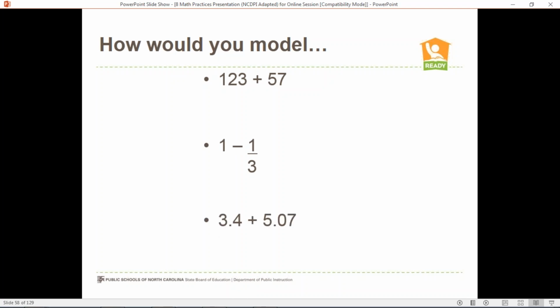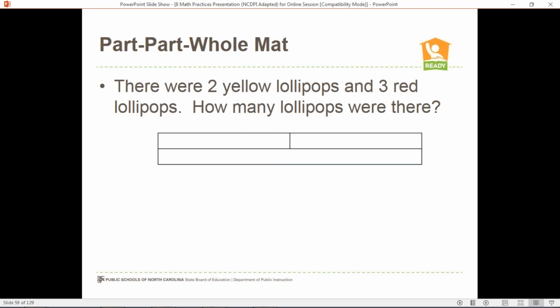And finally, something like 3 4/10 and 5 7/100. How would you model that out yourself? How would you want your kids to think about that? So building those models, constructing them, showing kids that place value in these cases matters. There's multiple ways we can represent that.